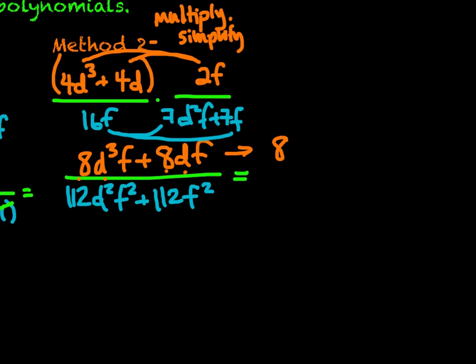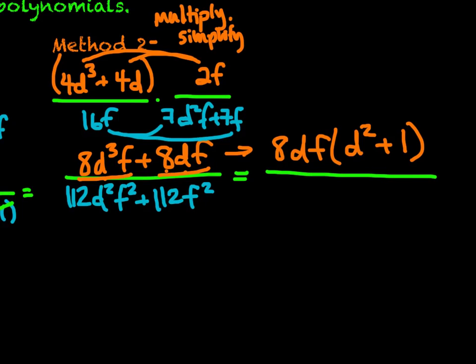There's at least one d, and there's one f. So if I take 8df out of each of these, in this first term, if I take 8df out, I end up with just having d squared. And in this last term, if I take that out, I end up with a plus 1. And I'm dividing this all by something similar down here.